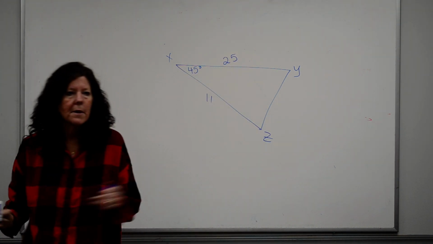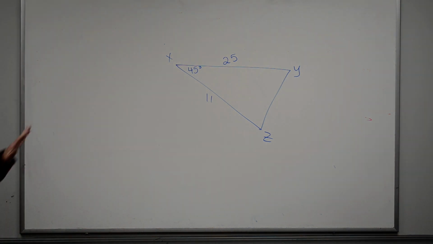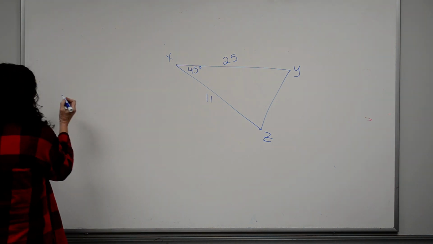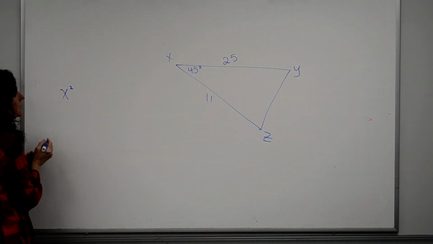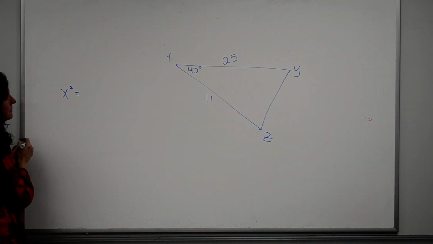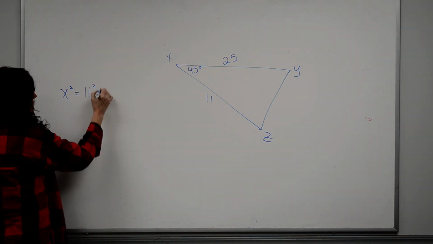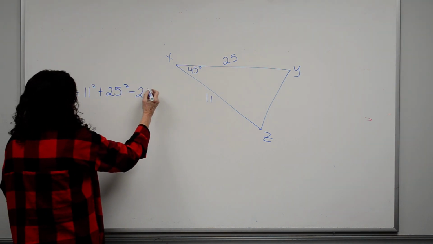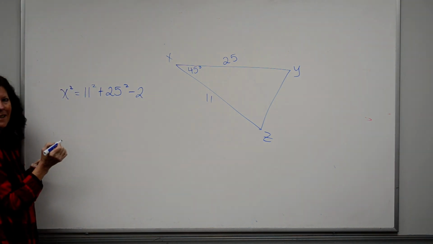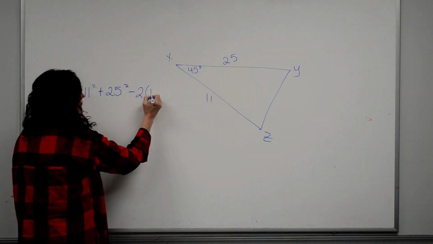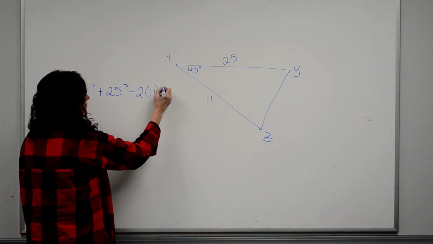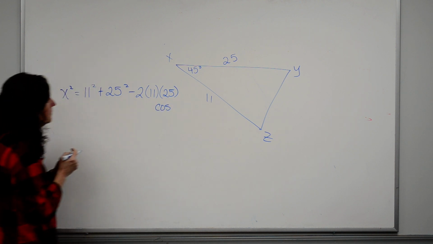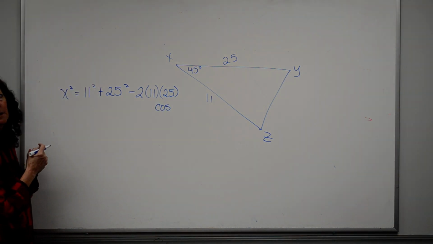All right, what's my setup? Because I don't have an angle opposite sides, you would do x squared equals 11 squared plus 25 squared minus 2 times 11 times 25, and then the cosine of x. Cosine of what? X, which is 45.